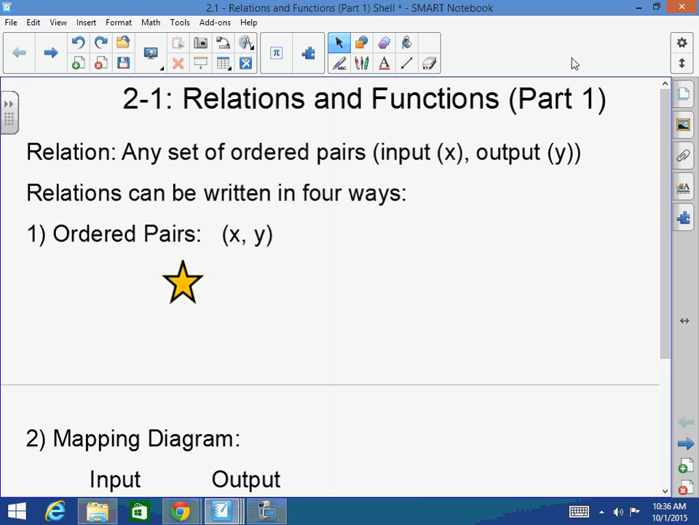Today we're going to be talking about relations and functions. Very important for you guys to understand these definitions, not just see them and write them down. I need you to learn them, okay?